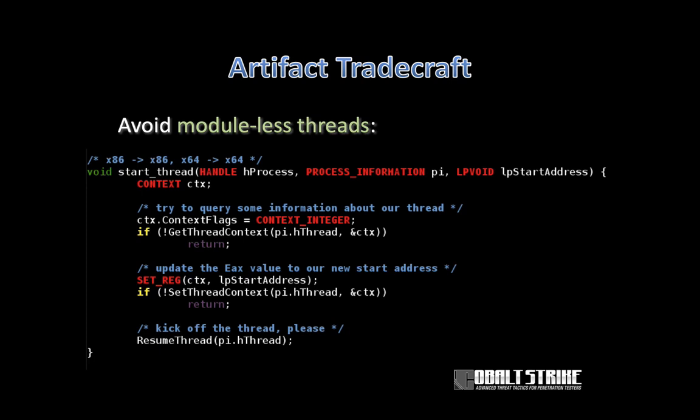Similar story when doing process injection. One way to avoid modulus threads when doing process injection is to create a thread that is suspended and has a desirable start address, get its context, update that context to have it call your desired start address of your payload next, set that thread to this new context, and then resume it. And when you do that, the thread will have the desired start address, but will call your payload instead.